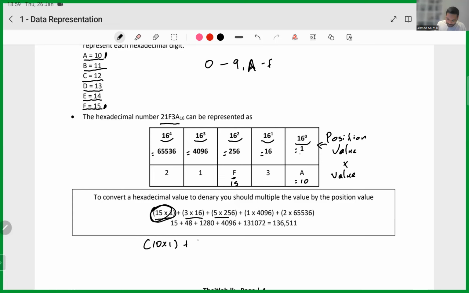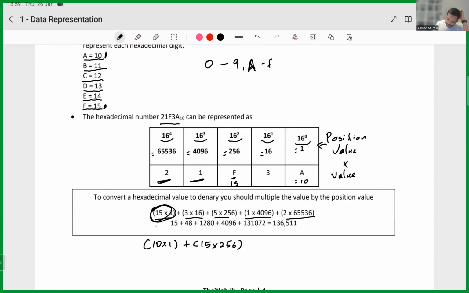So there's another problem over here. It should be 15 times 256. Mistakenly I have put 5 over there. And then we have 1 times 4096, which is referring to this part, and then 2 times 65,536, which is referring to this part. Then we write all those values, multiply them, add them all up, and we get the denary value, the decimal value.